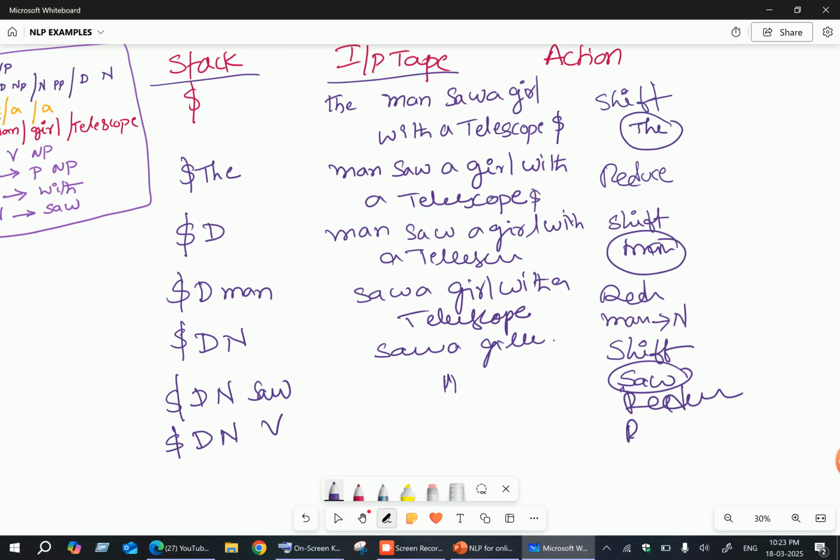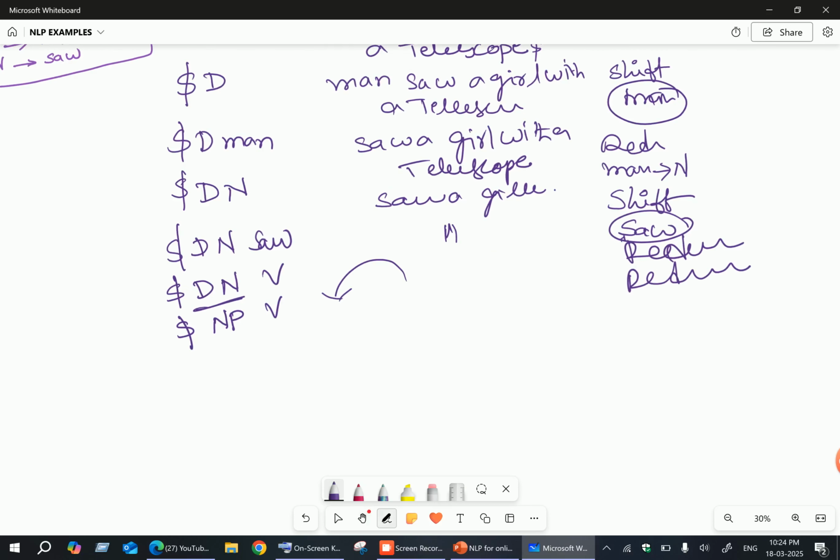$DNV, so again you can perform a reduce. So DN, what is the DN in the given grammar? It is NP. You can make it as one, reduce, then V. So NP and V. Then again you can shift a, performing a shift operation. So $NPVA, and the leftover string you can write down here like this.